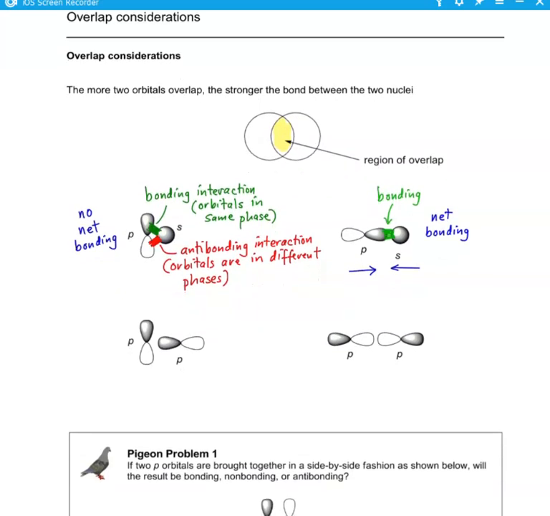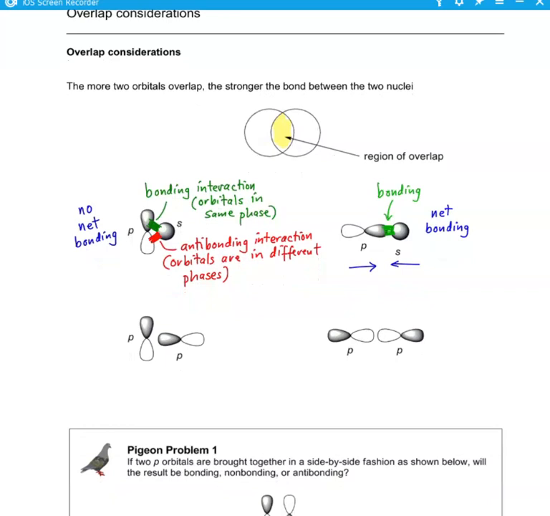Let's look at the third example. That's a lot like the one directly above it. If we bring these orbitals together, so the one on the left we're going to push right, and the one on the right we're going to push to the left. As we bring them closer together, we have a bonding interaction, but we also have an antibonding interaction. And so again, the result here is that we get no net bonding.